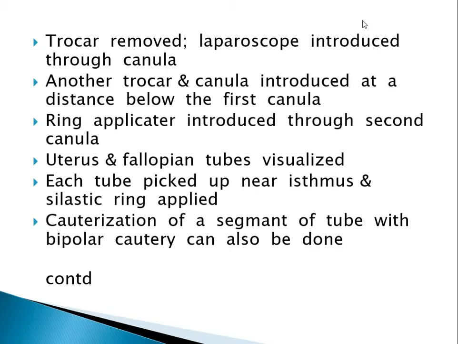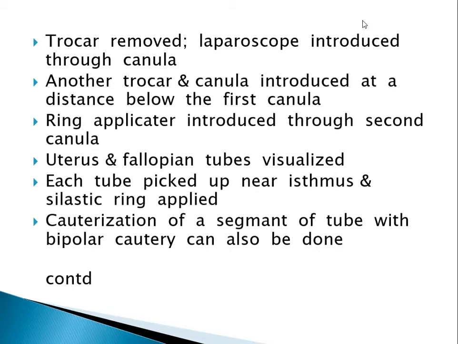The CO2 gas that we have introduced in the peritoneal cavity is then let out through this cannula, and after all the gas is let out, the cannula is also removed. And suturing the incision is also not necessary, just putting a plaster, bringing the edges together, that's enough.